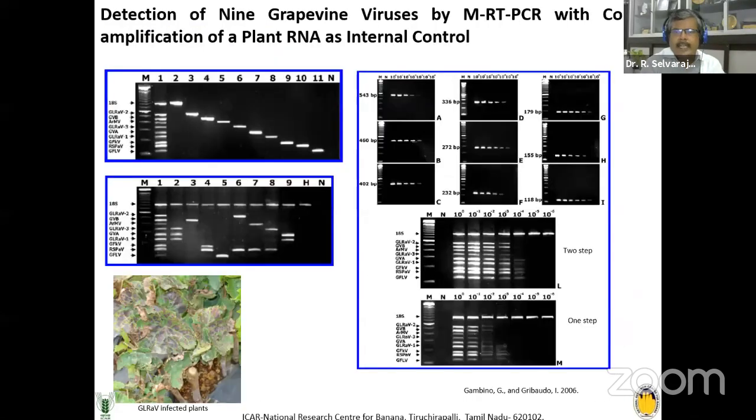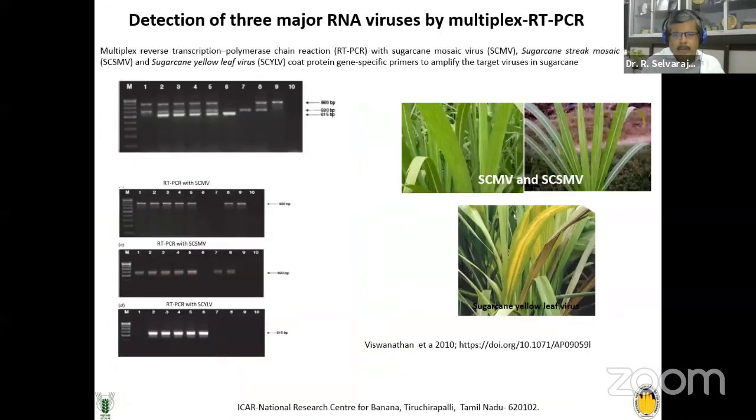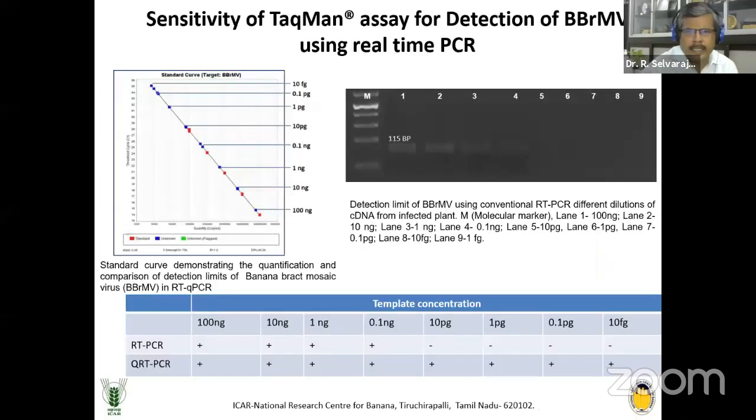And again in grapevine, there are too many, 70 or 80, viruses. Here also some groups have developed a wonderful multiplex RT-PCR for 9 viruses, and it works very well, and these things have to be utilized to save cost and time. And the Viswanathan group developed multiplex RT-PCR for 3 viruses infecting sugarcane. That's also a wonderful work.